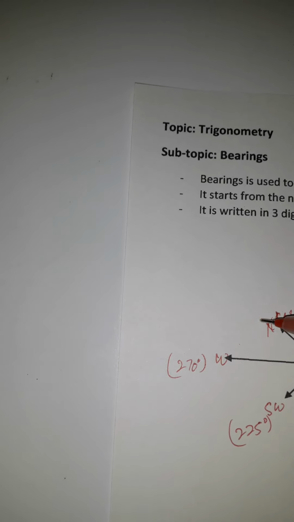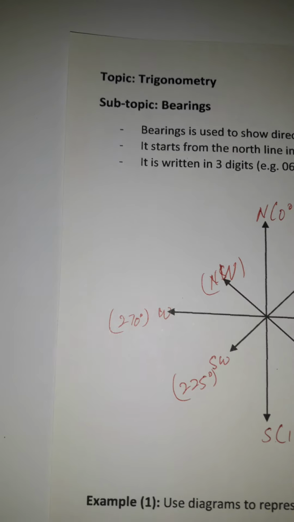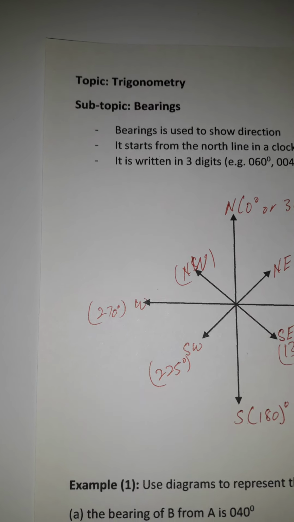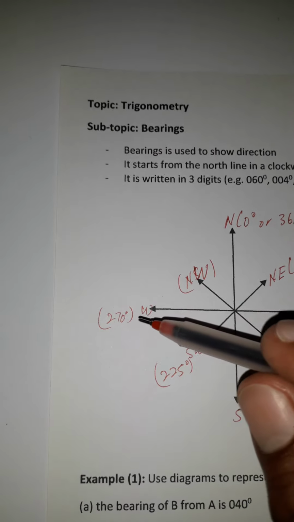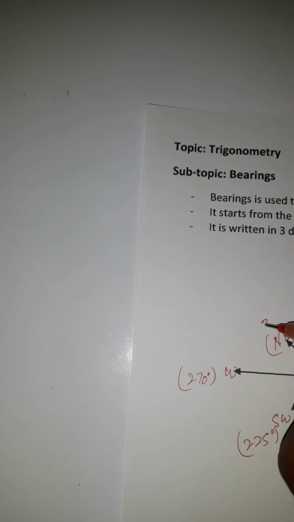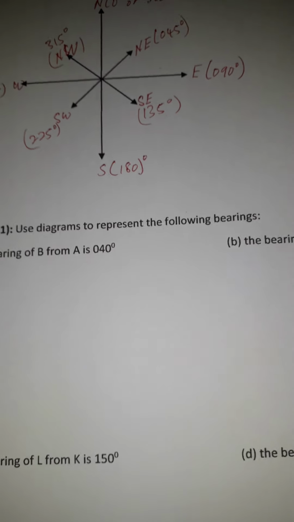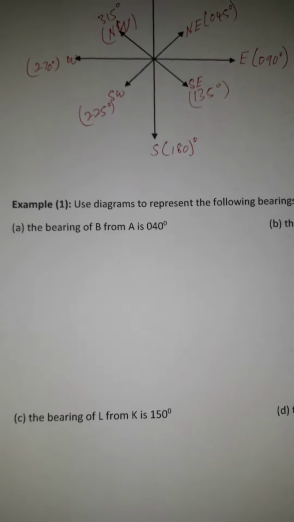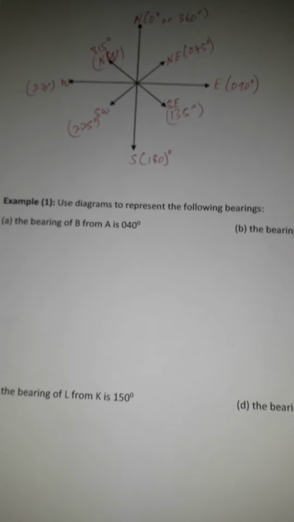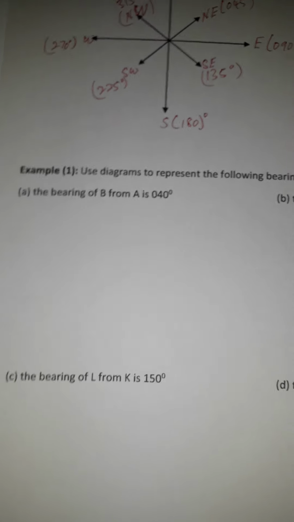Northwest, therefore, will be 270 plus 45. That will give us 315 degrees. That's northwest. Okay, so what I'll do now, in bearings we don't need to use a protractor.